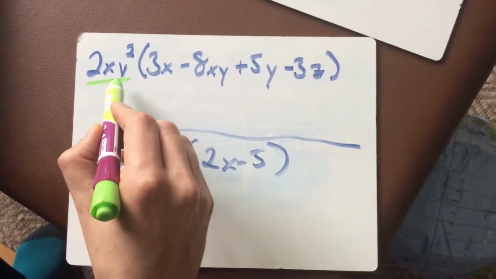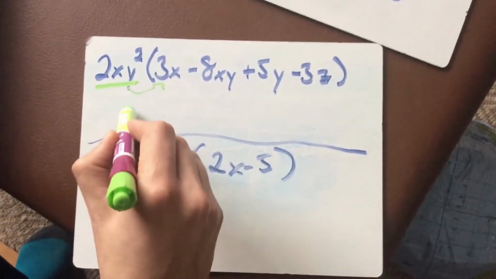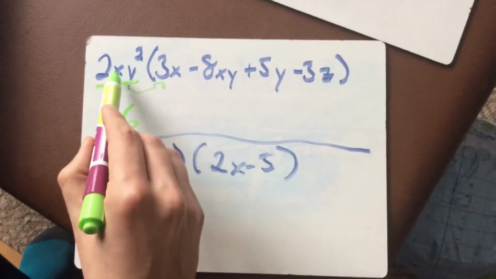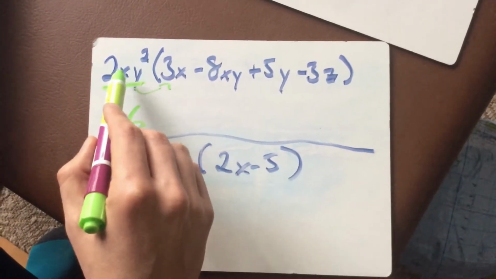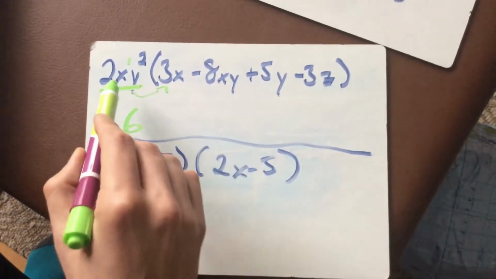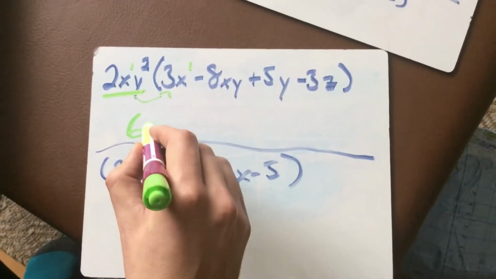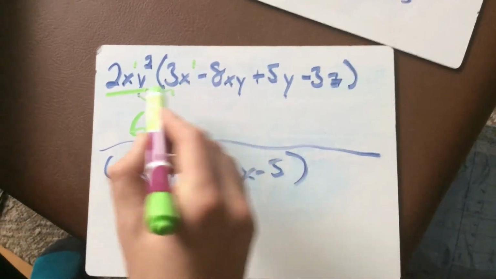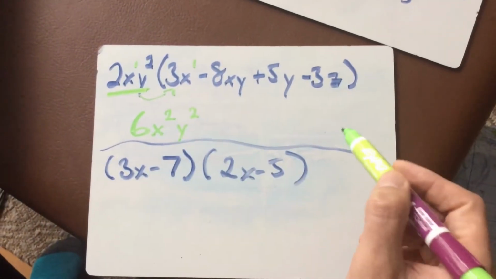So first of all, 2xy squared times 3x. So I'm going to multiply the 2 times the 3. That's going to give me 6. X, remember this squared only goes with the y. So I could put a 1 above the x if I forget, and a 1 above this x. So x times x, I add the exponents, that's x squared. Since I don't have any more y's, it's just y squared.